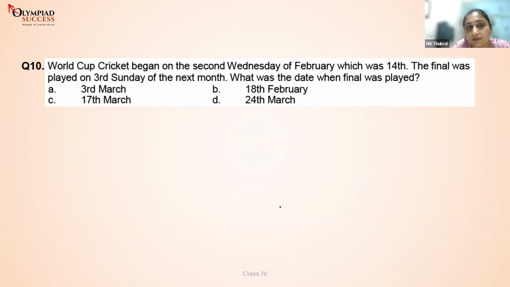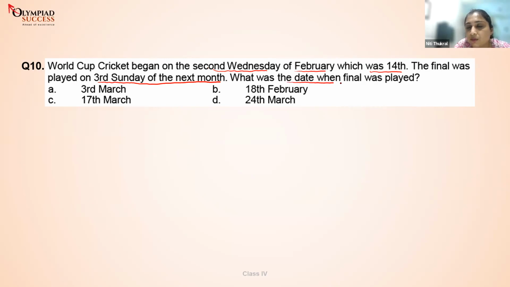Okay, next see this. World Cup cricket begins on the second Wednesday of February, which was the 14th. Second Wednesday means the second week, and in the second week of February it was the 14th. The final was played on the third Sunday of the next month. Next month means which month? March. After February, March is the month.